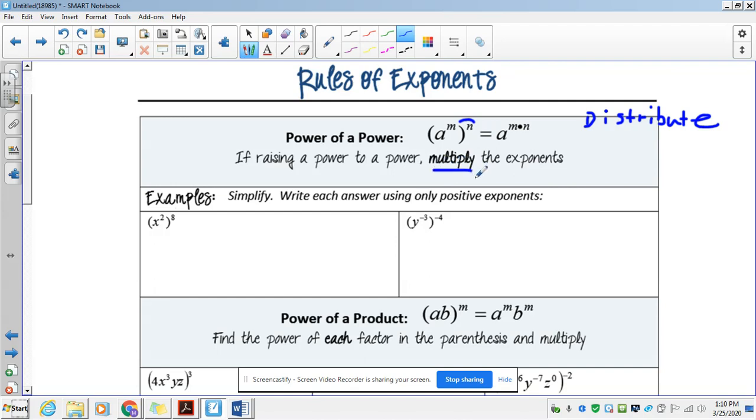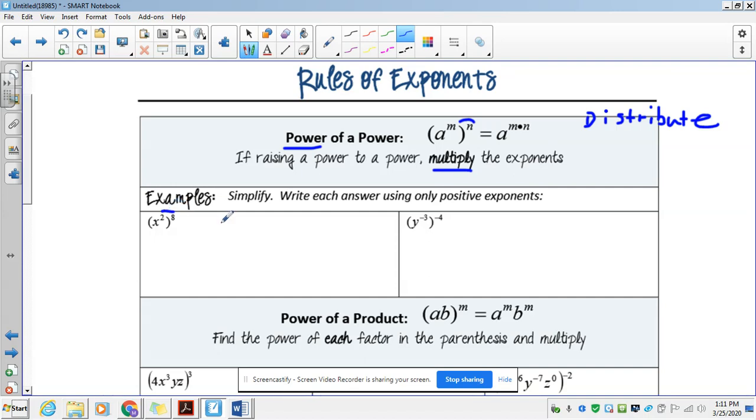I like looking at the power of exponents as a step down. For example, when we were multiplying two x's, we ended up adding, step down. When we were dividing, we ended up subtracting, step down. Here we have a power, so a step down would be multiplying. This is just the way I look at it, kind of level down.